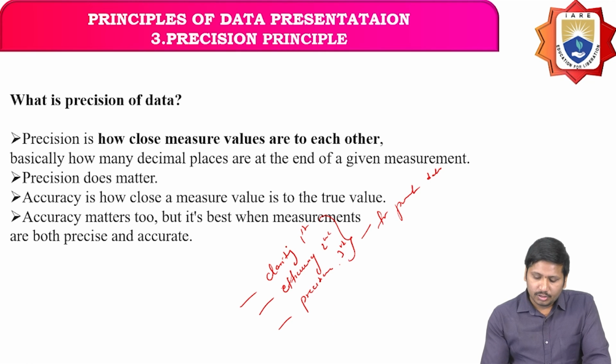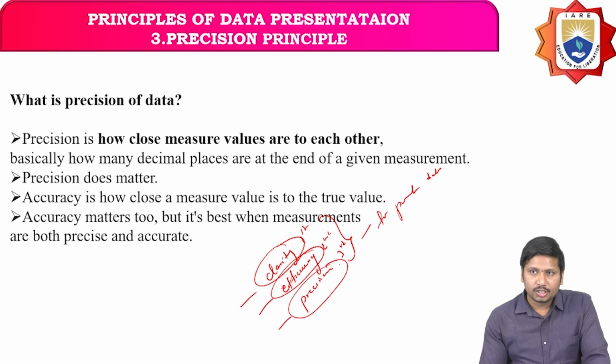So if the clarity is missed, then the data the user is presenting is not good. If the efficiency is missed, the presentation of the data is also not good. And if precision is missed, the presentation of the data is also not good. So these three things are very important. Any normal person should follow this clarity, efficiency, and precision principle.